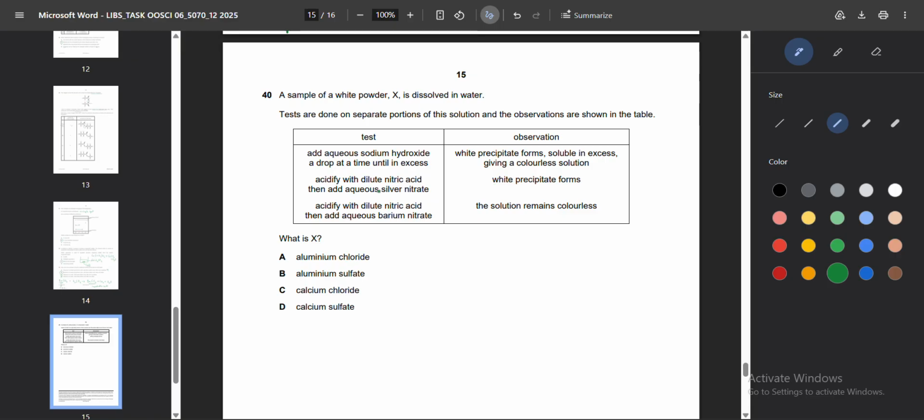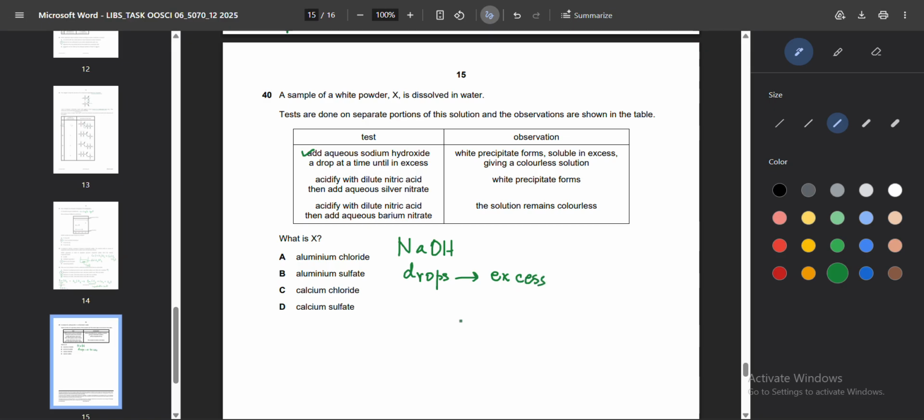Okay, acidify with dilute nitric acid, then add aqueous silver nitrate: white precipitates form. Acidify with dilute nitric acid, then add aqueous barium nitrate: the solution remains colorless. Okay, now in the first one you have taken sodium hydroxide. First you add a few drops of it, and then you add it in excess.